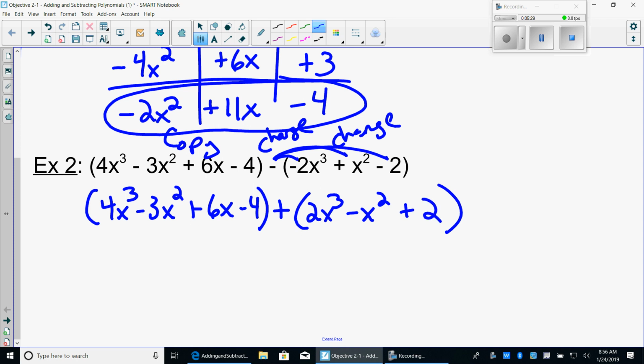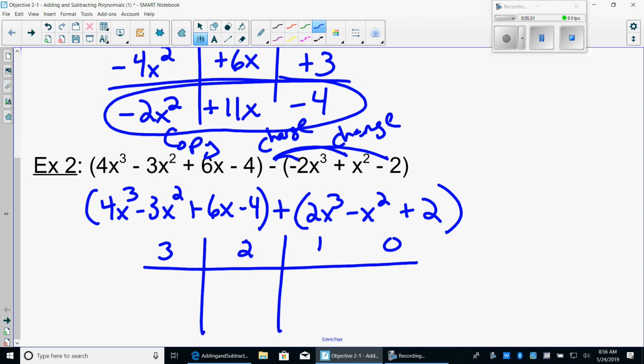Now, it's an addition problem, so you can just make your columns. What do we see degrees of? What are my exponents? We have a 3, we have a 2, we have a 0, we have a 1, and we have a 0. Does that make sense? Everybody understand what the 3, 2, 1, and 0 are? Those are just the exponents of the variables.